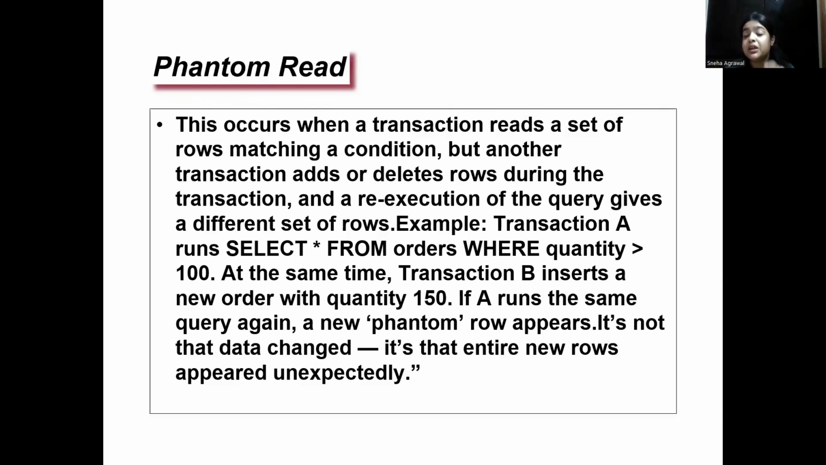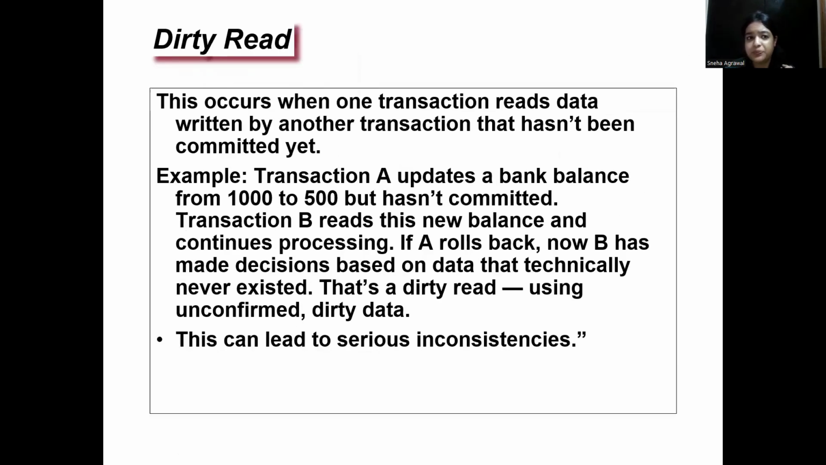Now at the same time, transaction B inserted a new order where the quantity is 150. So if A runs the same query again, a new phantom row appears. So it's not that the data changed. It's that an entire new row appeared unexpectedly. So this is the phantom read problem.